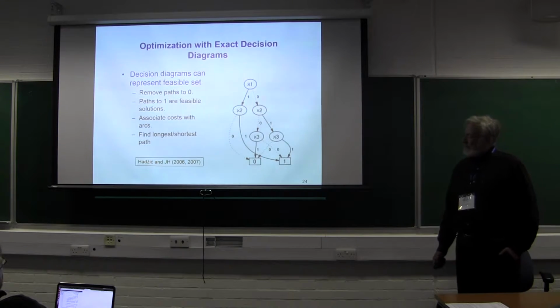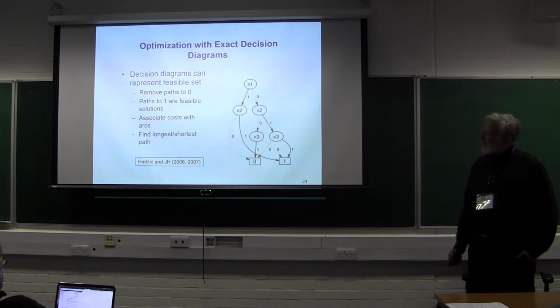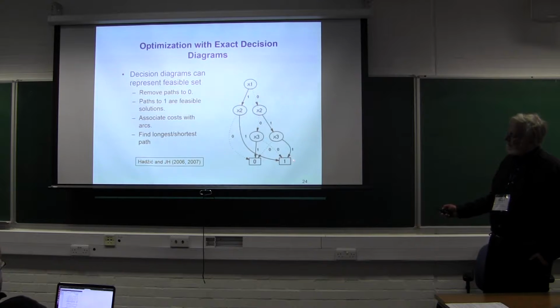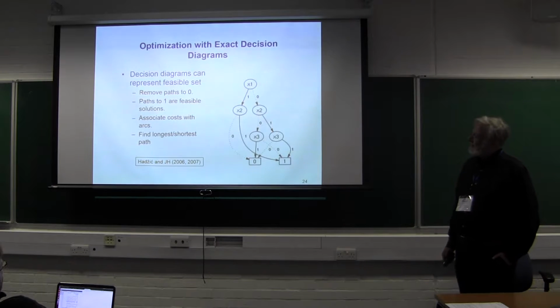So, to represent a feasible set in general, we can get rid of the paths to 0 because those are the solutions that don't work, that aren't feasible, and just preserve the paths we want. Okay? We can also associate costs with the arcs to find the longest or shortest path, which will indicate an optimal solution. And I'll show you an example of that. It's a very simple idea.